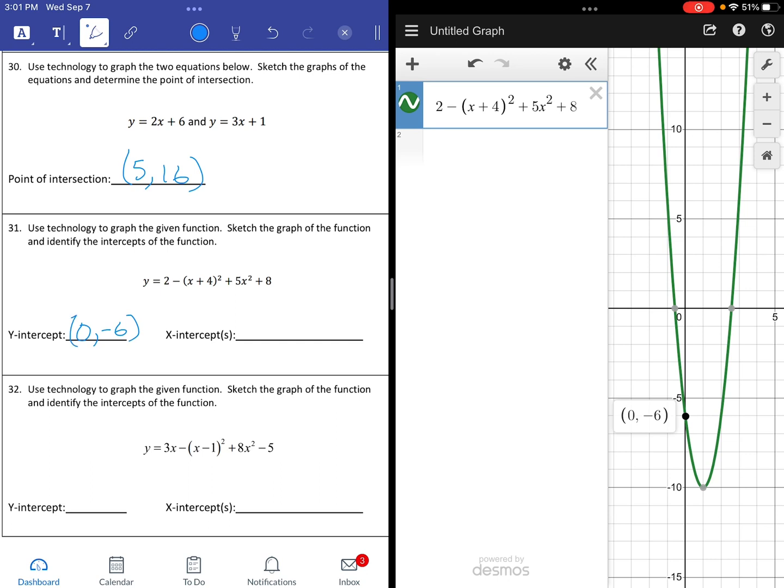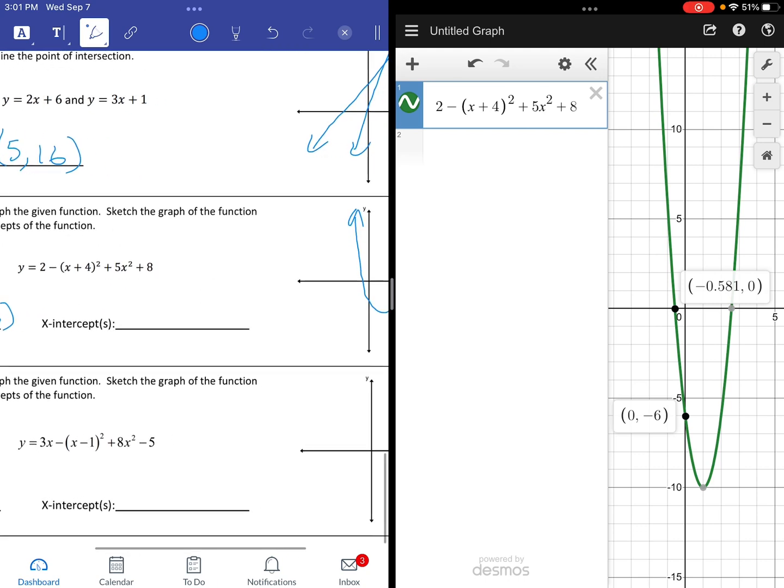The x-intercept is where the graph crosses the x-axis. There's only 2 of them. That's the first one. So we have negative 0.581 comma 0. And then we have the other one, which is right there. I'm going to put it underneath, 2.581 comma 0.